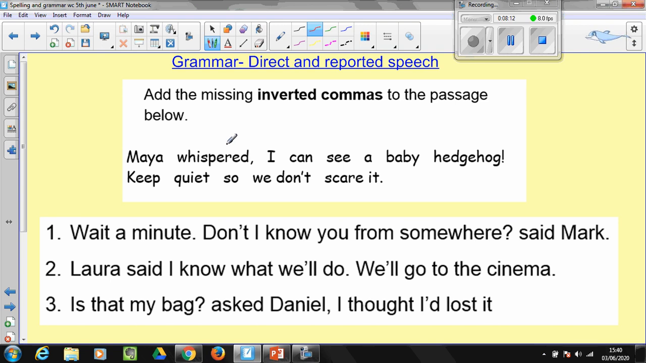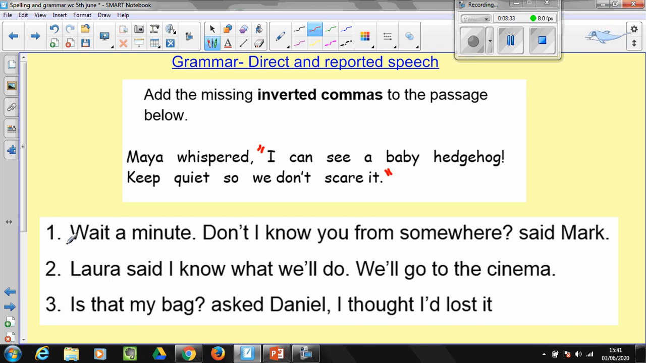So on this first question, Maya whispered, and this is what she's actually saying. I can see a baby hedgehog. I'm not going to close my speech marks there because she's still speaking. Keep quiet so we don't scare it. Full stop. And the punctuation goes inside the closing speech mark.